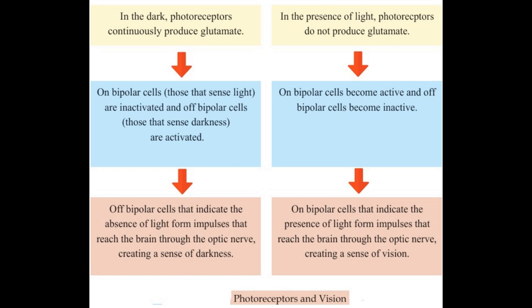In the presence of light, photoreceptors do not produce glutamate. On bipolar cells become active and off bipolar cells become inactive. On bipolar cells that indicate the presence of light form impulses that reach the brain through the optic nerve, creating a sense of vision.